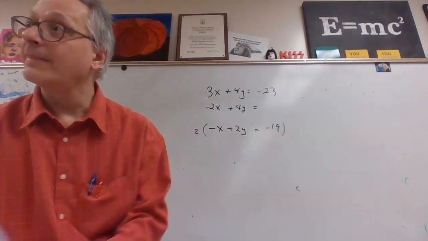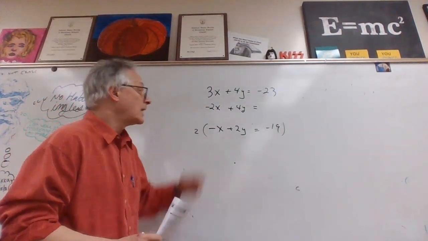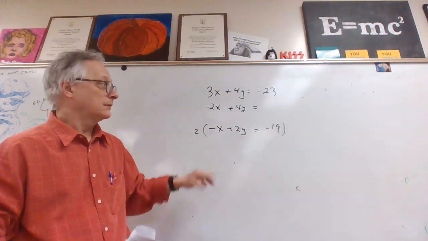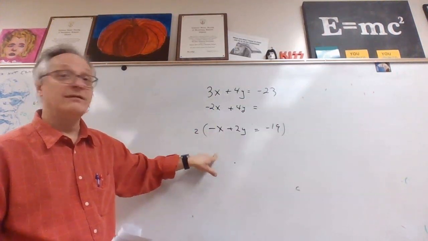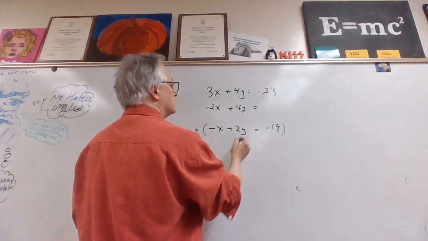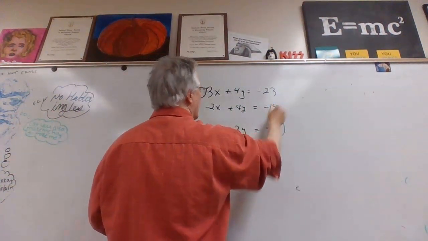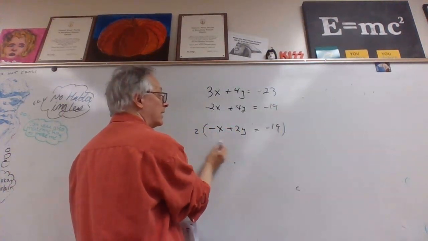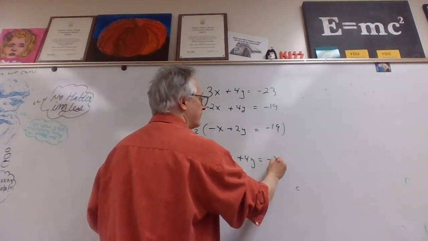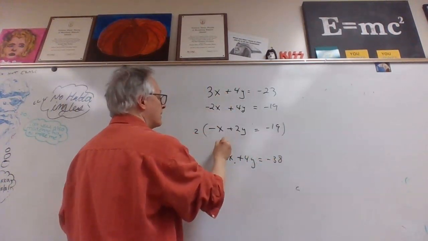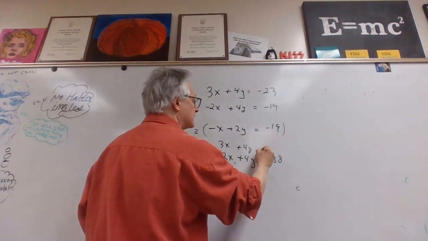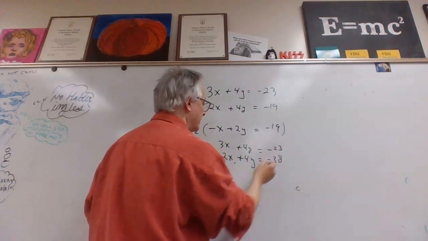Wait, Dr. Patrick, we have to multiply by 2. Not if you're going to subtract these two. Oh, okay. Yeah, we're going to subtract them, so you're going to get a negative value for x here. So let's follow it through. So this was what, negative 19. So now I have to multiply everything by negative 2. So negative 2x plus 4y is negative 38. Here it's going to be 3x plus 4y is going to be negative 23.